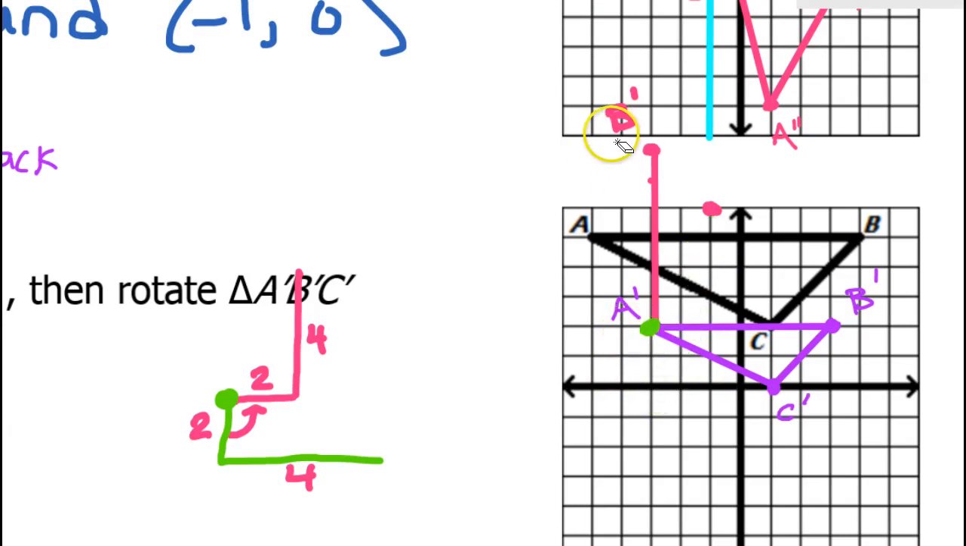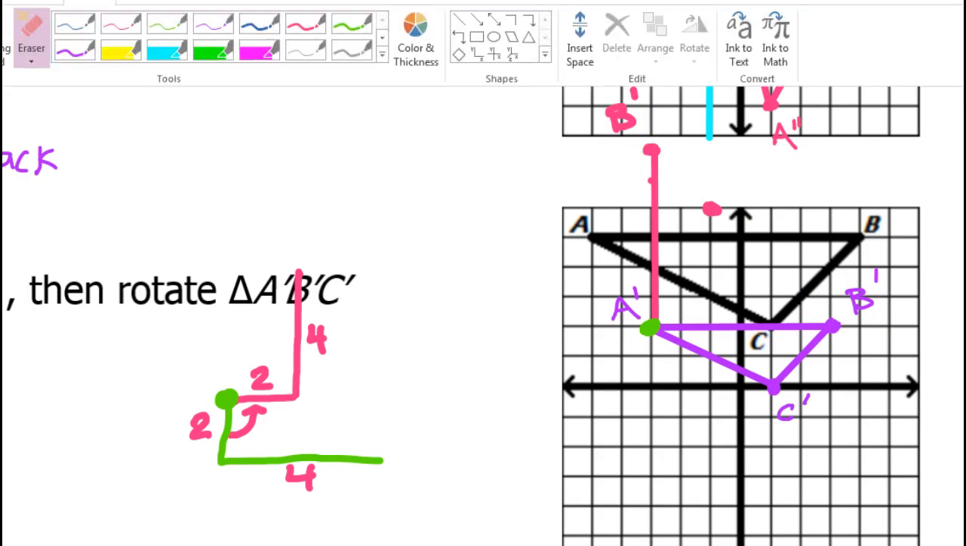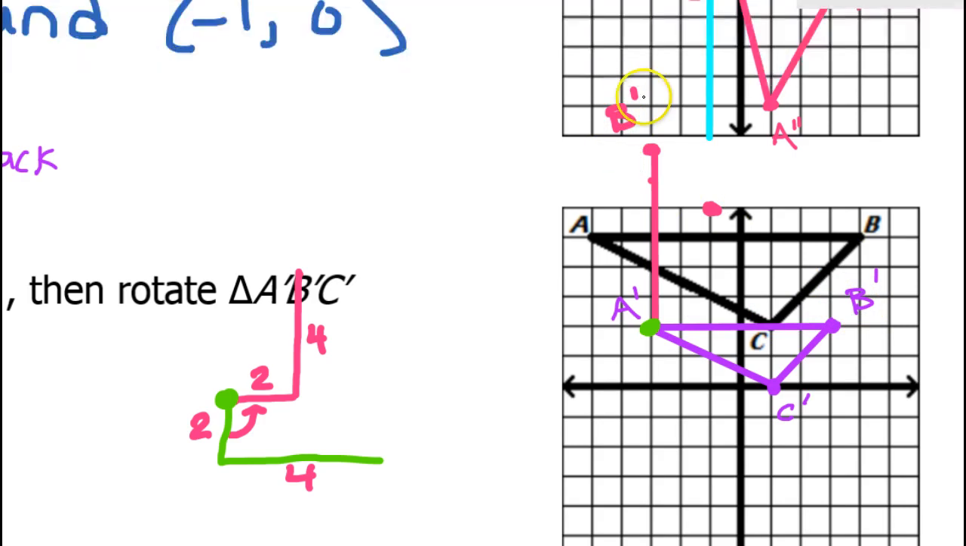I called this B prime. But when you move B prime, it becomes B double prime. So this is really B double prime. And this will be C double prime. And this point that's not moving is the point A prime, but it's also the point A double prime as well. All right, so now I can go ahead and draw the triangle.